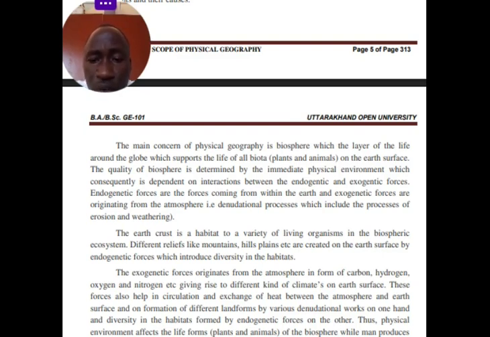And when you look at the exogenic, we are looking at the forces which originate from the atmosphere. With the exogenic process, we are going to be looking mainly at what we call the denudational processes. With the denudational process, we are referring to weathering, erosion and deposition. So those are the things that we are going to be looking at in terms of endogenic and exogenic forces.